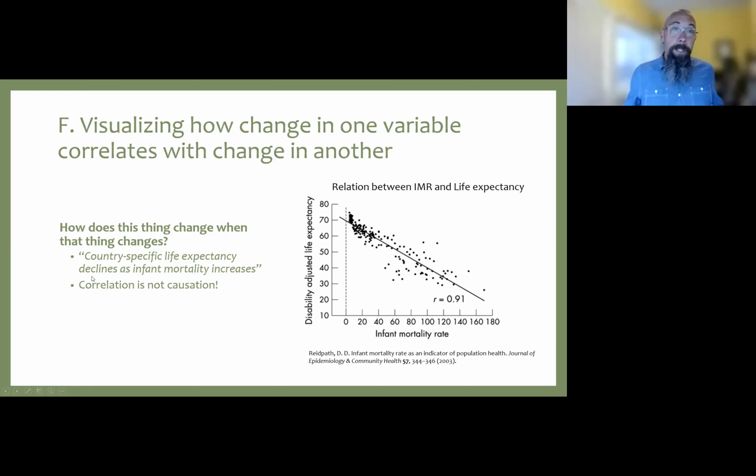Now, the first thing we should always remind ourselves and other people whenever we show unadjusted scatter plots is that correlation is not causation. So we don't know that infant mortality is causing this.